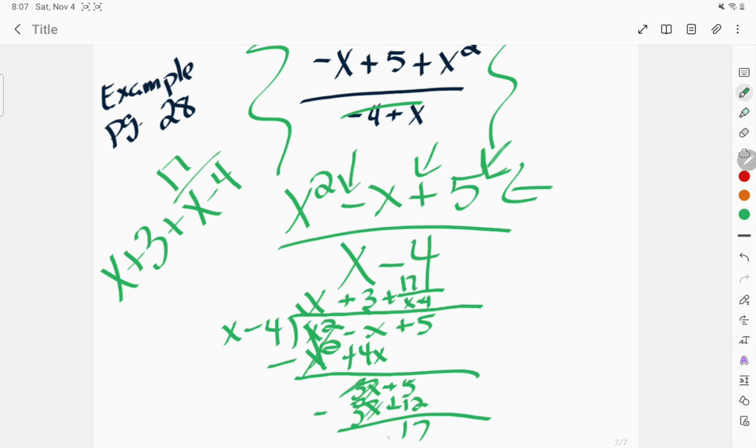So if this 17 ended up being a negative instead of a positive, then that sign right there would be negative. Otherwise, it's a positive sign. Unless your remainder is negative, that sign stays positive.